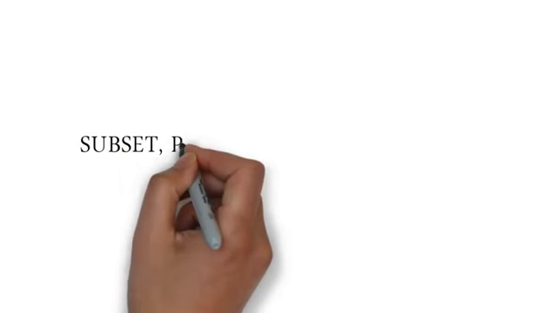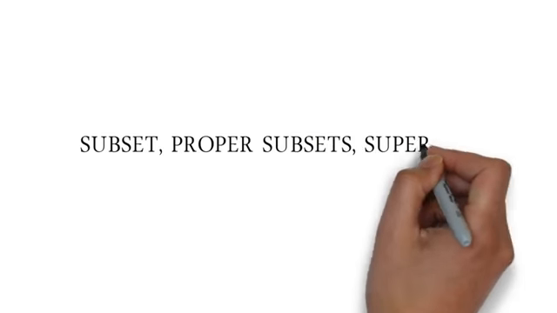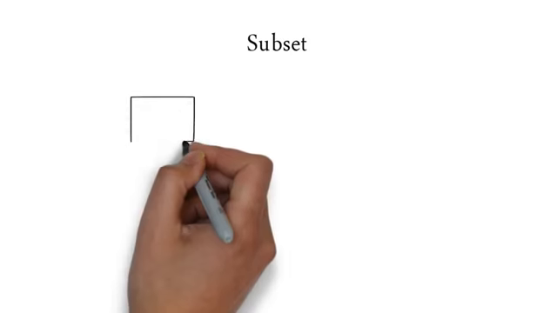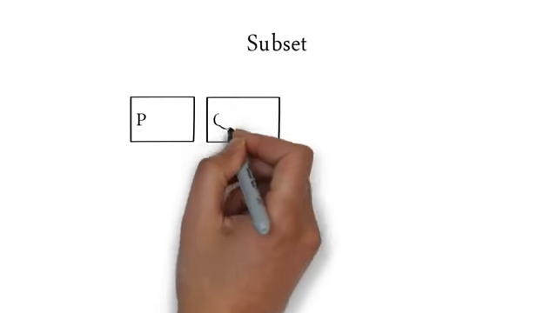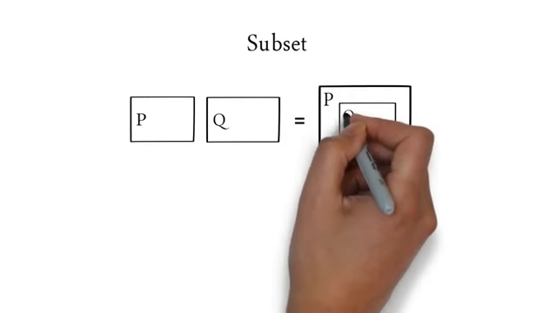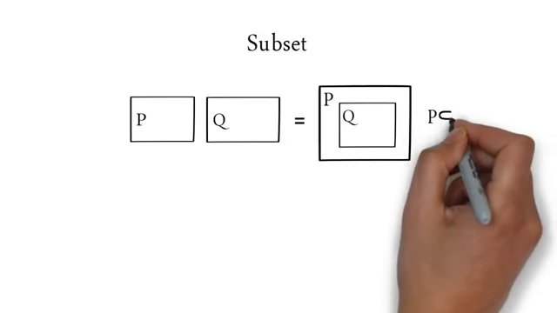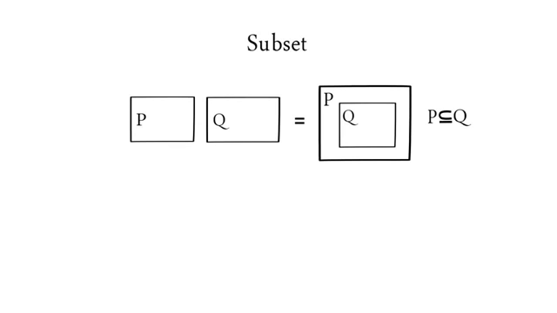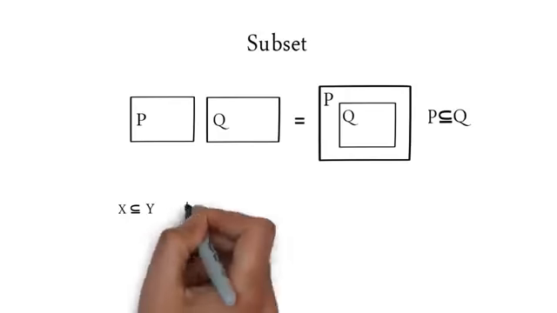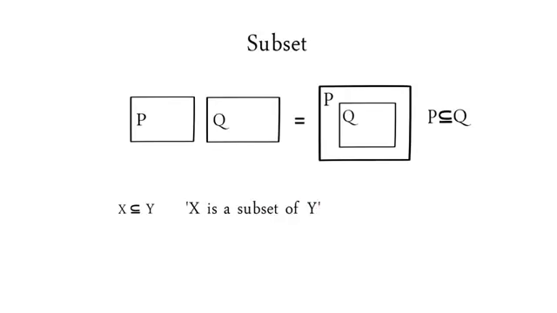Hello students. Let's learn subset, proper subset and super subset. Subset. If every element of set P is an element of set Q, then P is said to be the subset of Q and we write it as P is a subset of Q. In general, if the set X is a subset of the set Y, then it is denoted by X ⊆ Y and is read as X is a subset of Y.